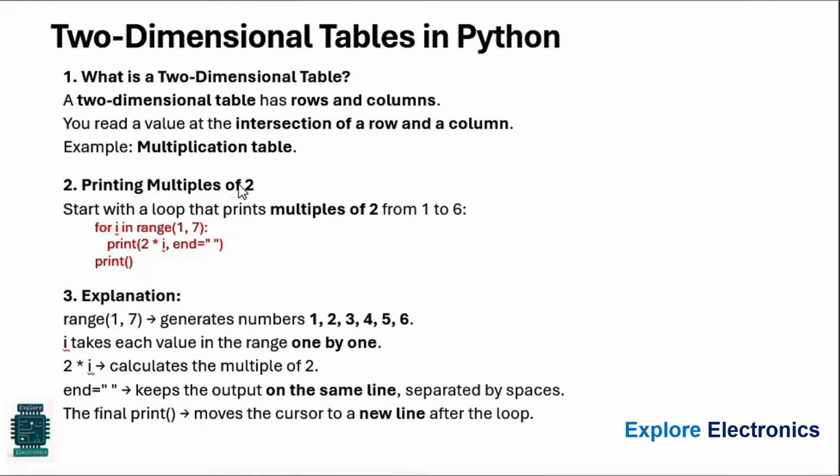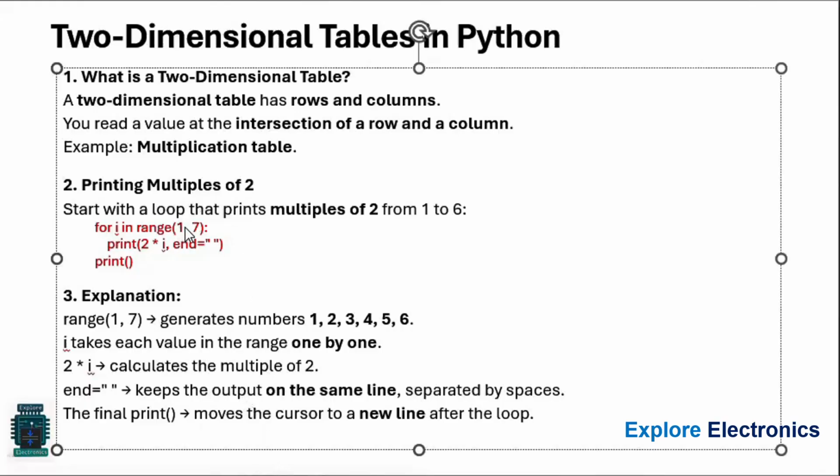Printing the multiples of 2. Start with a loop that prints the multiples of 2 from 1 to 6. For i in range 1 to 7. We have taken a for loop here, in range 1 to 7. Print 2 into i, end equals a space.